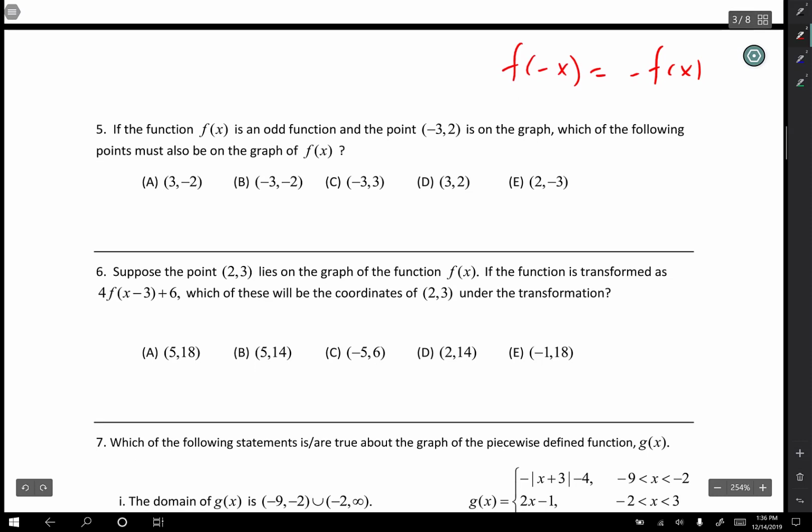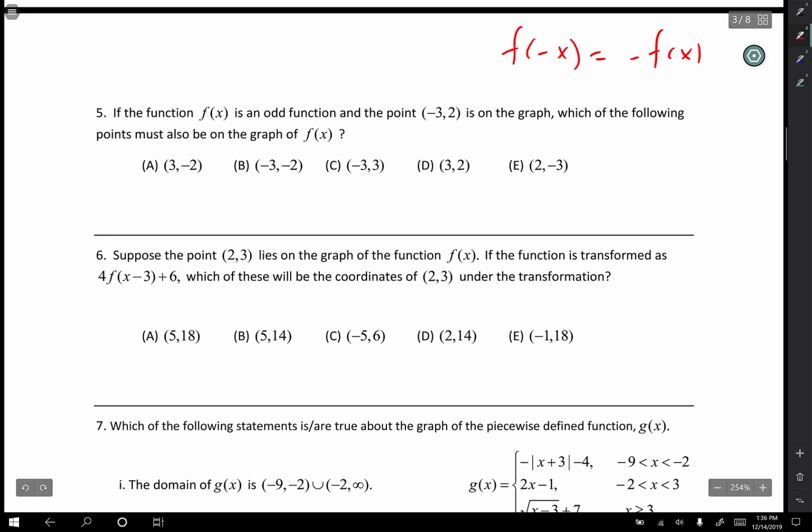Is an odd function, and the point (-3, 2) is on the graph. Which of the following points must also be on the graph of f(x)?